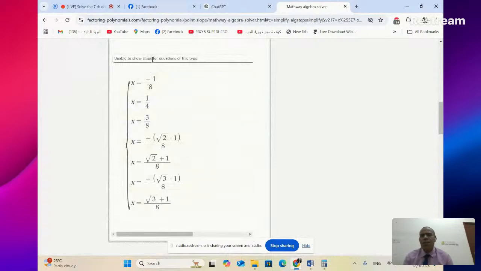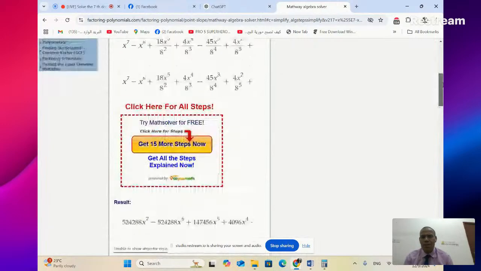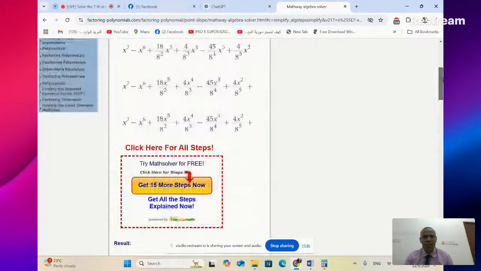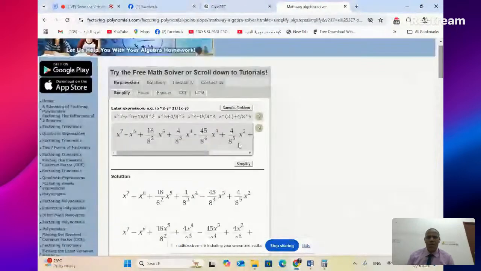It is unable to show solve steps for the equation this time. So this is Mr. Murad Sultan Zudi, the mathematics teacher, who solved this polynomial to the power 8.